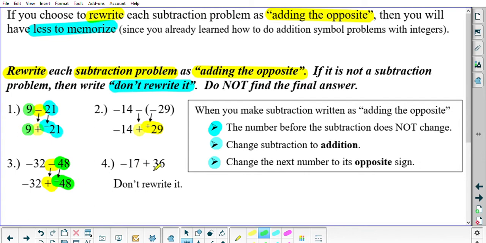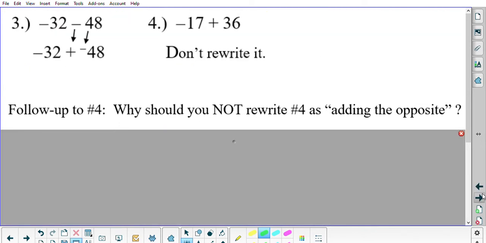Now, number 4. Why did I not make it adding the opposite? Why did I instead say I'm not going to rewrite it? Don't rewrite it. Why am I doing that? Well, would you please hit pause on your video, and where it says follow up to number 4, and it says why should you not rewrite number 4 as adding the opposite, please take a minute, write the reason why we did not make number 4 become adding the opposite. Hit pause, do that now.